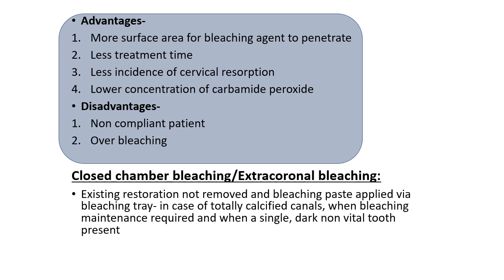Closed chamber bleaching, or the extracoronal bleaching, is where the existing restoration is not removed, and the bleaching paste is applied via the bleaching tray. It is used in case of totally calcified canals, when bleaching maintenance is required, and when a single dark non-vital tooth is present.